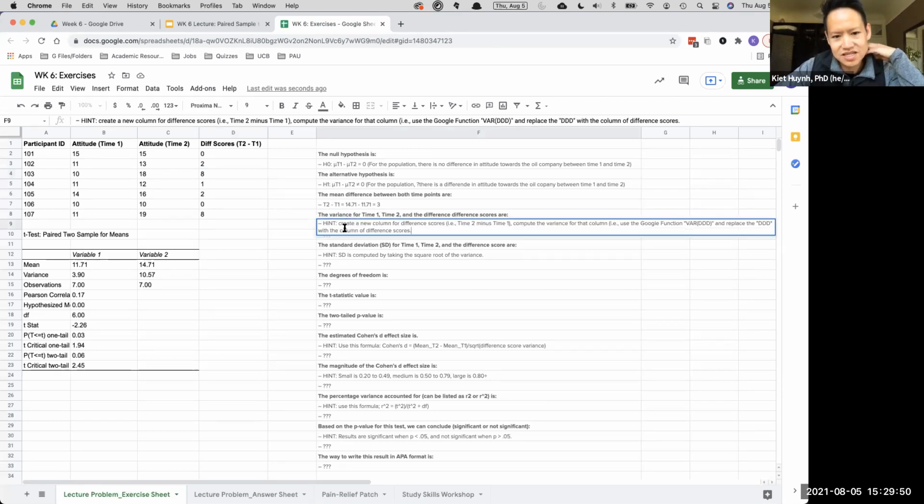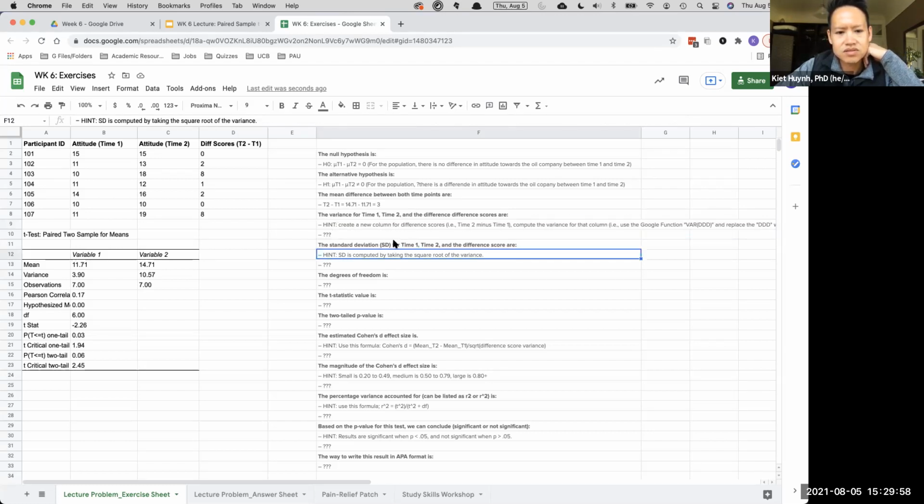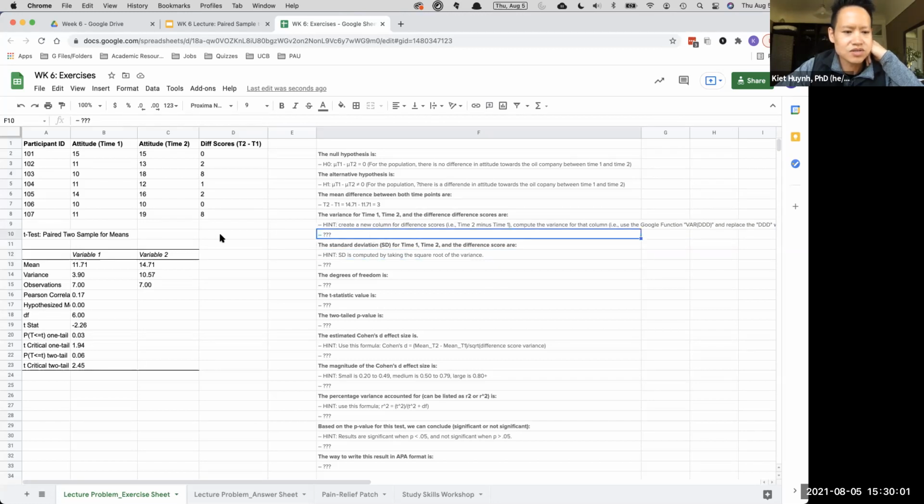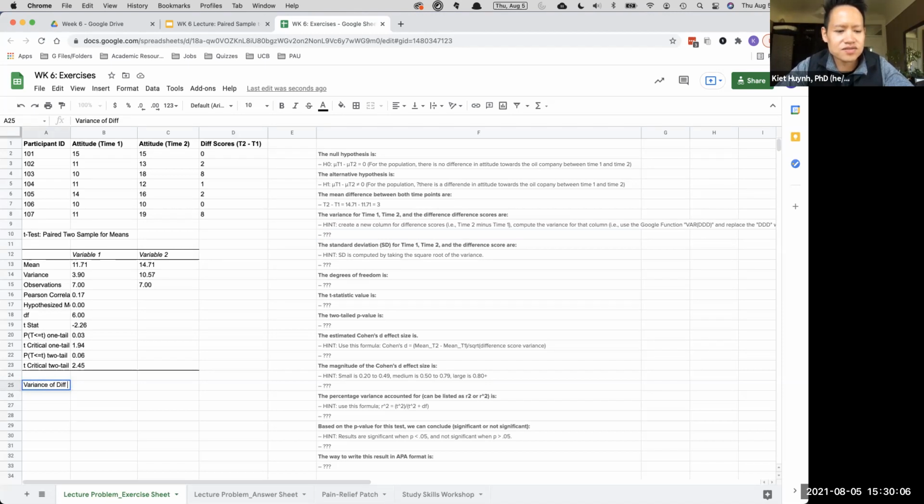Okay, so what's next? After we create a difference column for the difference scores, we have to compute the variance for the column. Okay, so the way you compute the variance, so this is the variance of difference scores. It says right here, VAR of DDD. Okay, equal sign VAR of DDD. Now you're replacing the DDD with all the difference scores here. Enter. You get 12.33. Let's bring this to 2 decimal points.